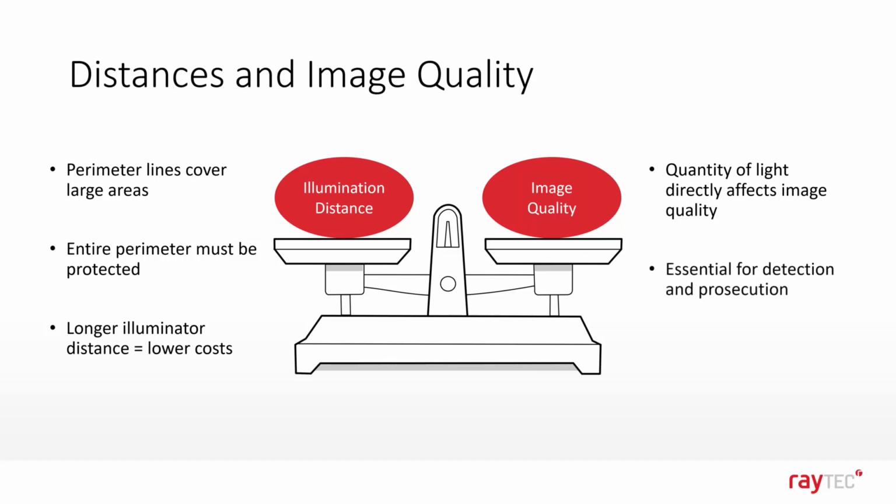And obviously, uniform light is essential if you want to prosecute as well as detect. And you're going to reduce the likelihood of false alarms, because if you've got uniform light, the peak and ambient light level are very equal. It means that you're going to significantly reduce the chance of getting false alarms.